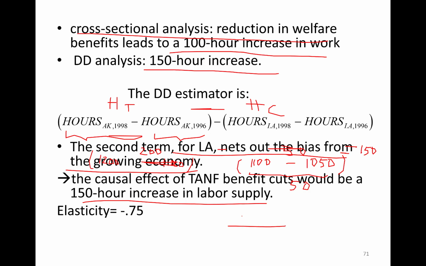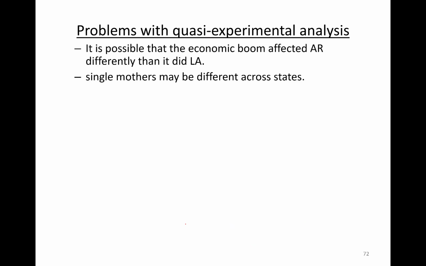You have not 20% increase in labor supply. So you cut benefits by 20%. Your labor supply increased by 15%, right? 150 over 1,000. So this is going to be 0.75, okay?